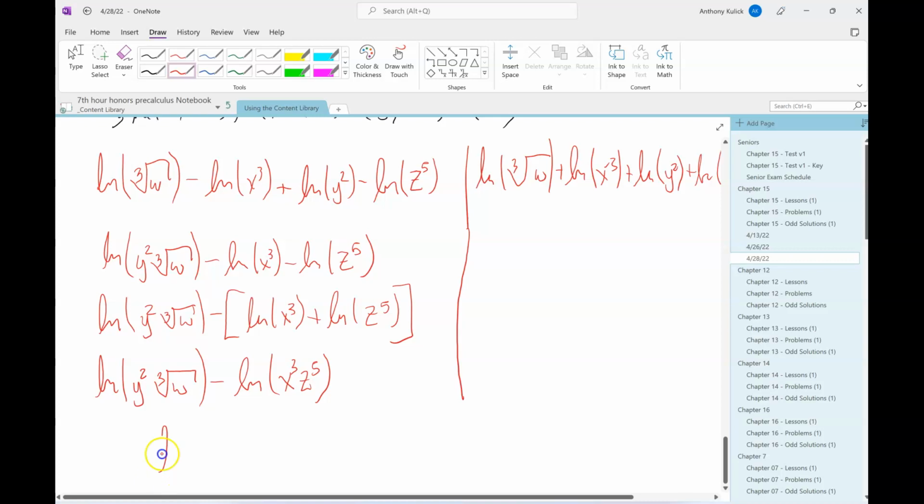Sneaky stuff, Mr. K. Sneaky stuff. And then we can apply our quotient property and we're finished.